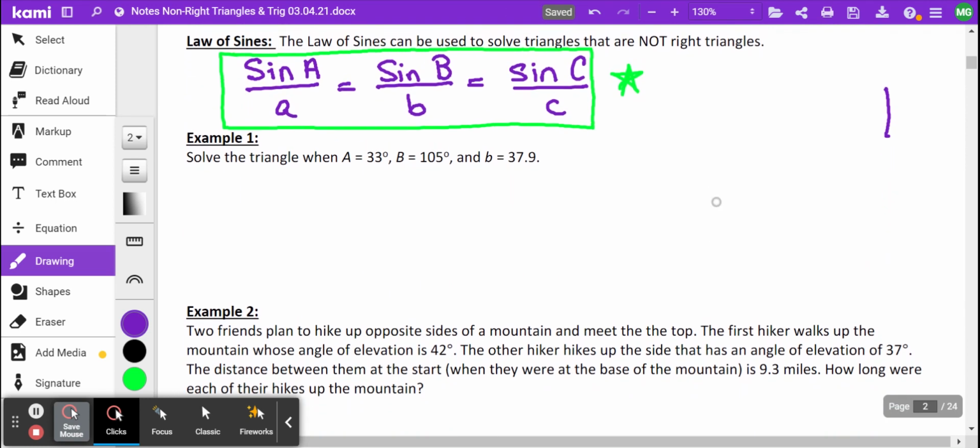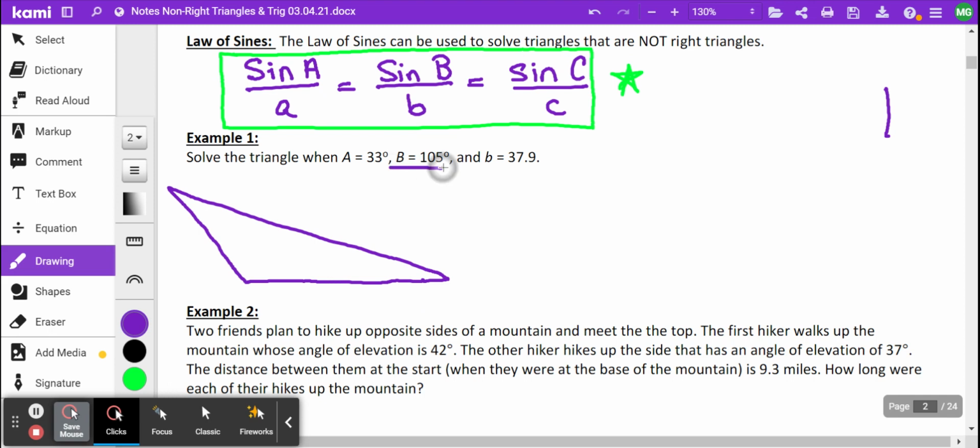And here's the first example I have for you. It says we have to solve the triangle when angle A is 33 degrees, angle B is 105, and side B is 37.9. Now, I always think it's a good idea to try to draw these to scale, at least somewhat anyway. So I would start with the fact that angle B is obtuse.